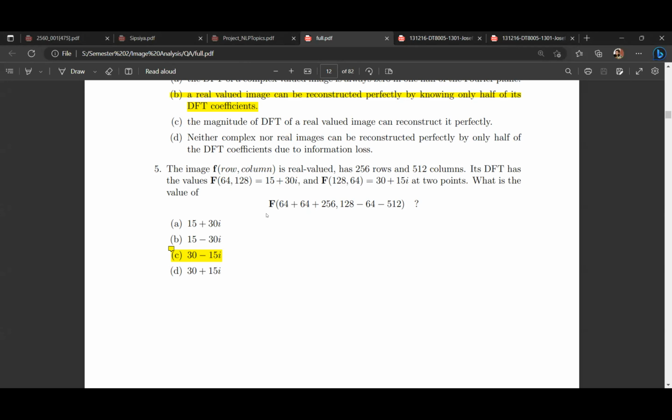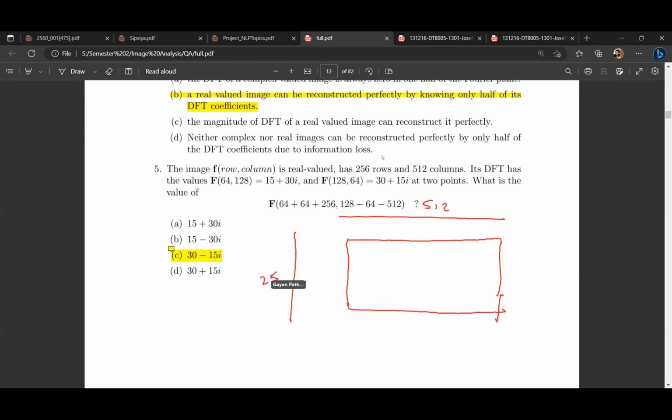Okay, we have an image like 255 rows and 512 columns. So the whole length is 512, and the whole length here is 255. 256 or 56. Okay.